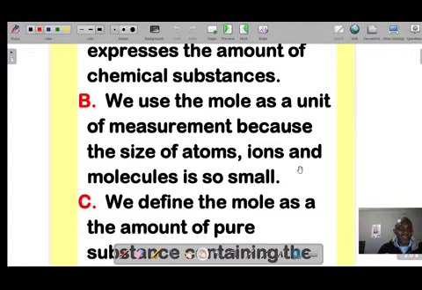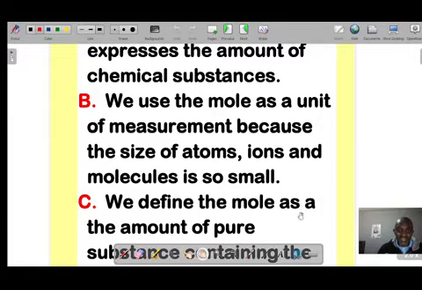A pair means two items, right? And a dozen means 12 items. So if I have two dozens, I have 24 items, and if I have three dozens, I have 36 items. Likewise, the mole is just like that. For the mole, the number of items is called Avogadro's number, which is Na, as you're going to see.